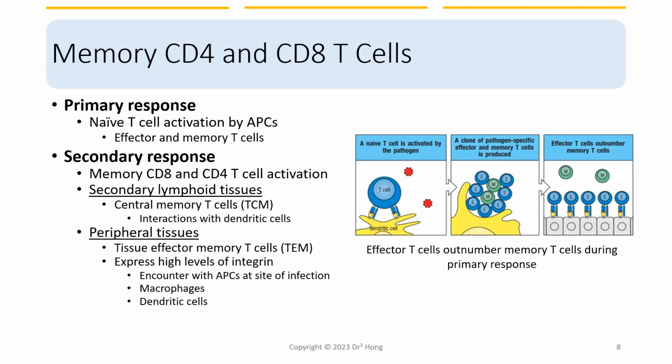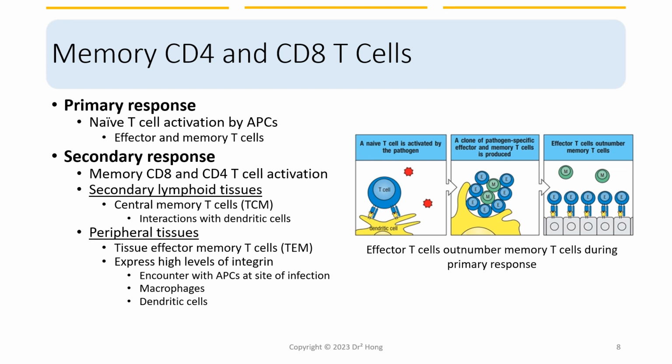Memory T cells are a specialized subset of T lymphocytes that are generated during an initial encounter with a pathogen or vaccine. Effector T cells will outnumber memory T cells during the primary response, but there will be memory T cells synthesized that will recognize the pathogen in future infections. During the secondary response, both memory CD8 and CD4 T cells are activated.